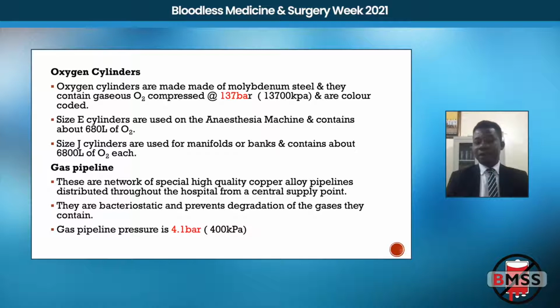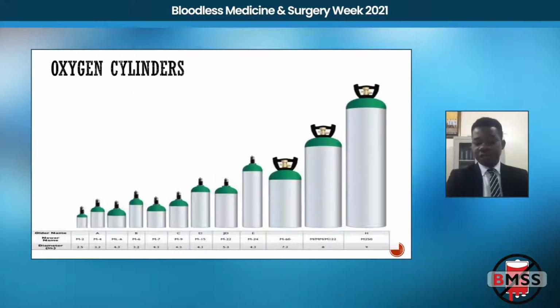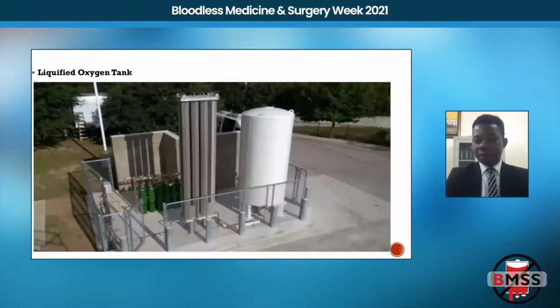Now, remember that the oxygen is bottled at 137 bar. And for it to get to the patient through the pipeline, it drops to 4.1 bar. That means other mechanisms play their role in order to reduce this pressure. So we have pressure reducing valves that reduce this pressure so that it won't be dangerous to the patient. These are examples of the oxygen cylinders available to us.